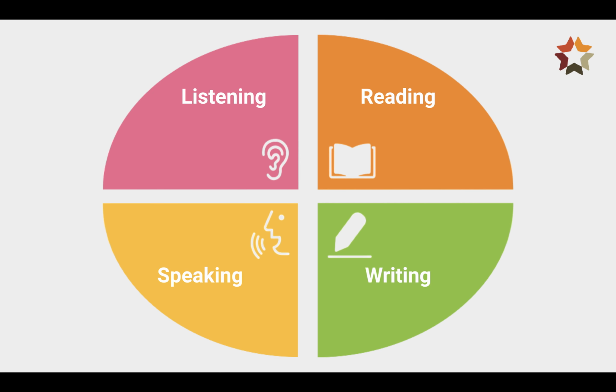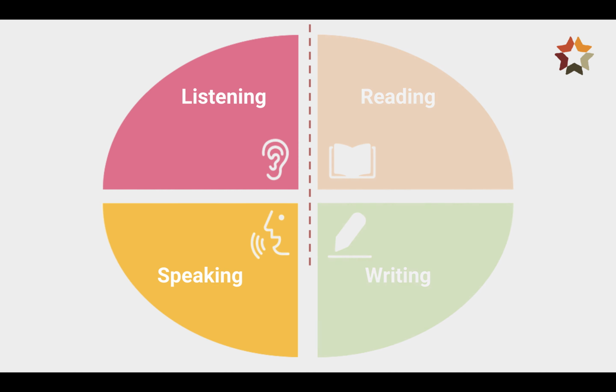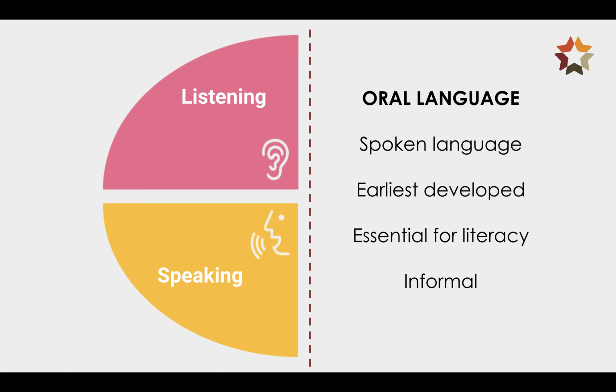So when looking at these four elements of language, we can think about one mode of language, which could be oral language, the language that we speak and that we hear. It's the earliest developed in our children, and it's essential to be in place before literacy can be taught.